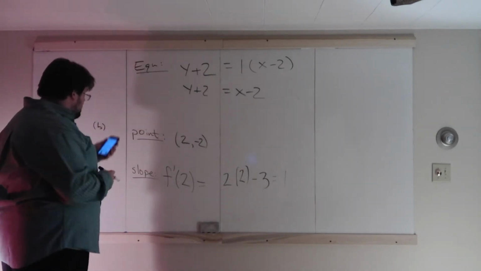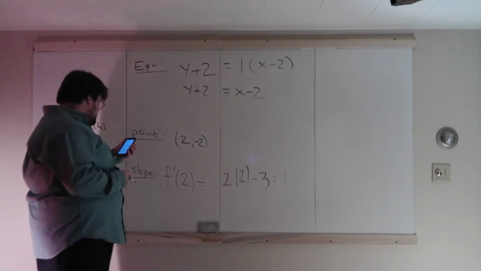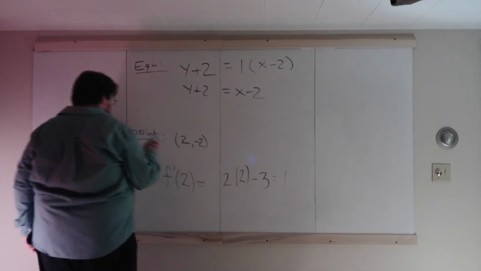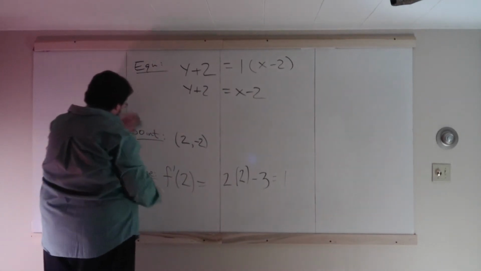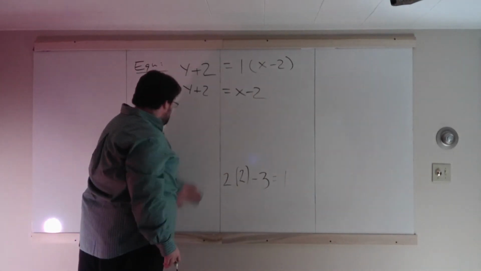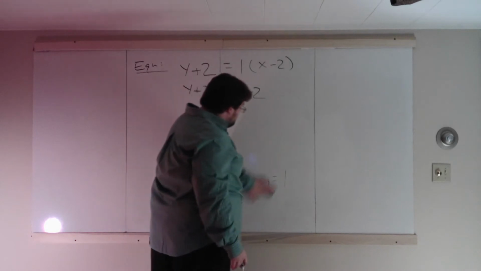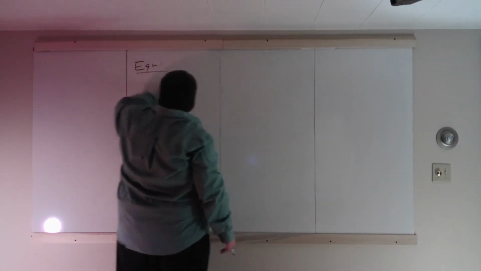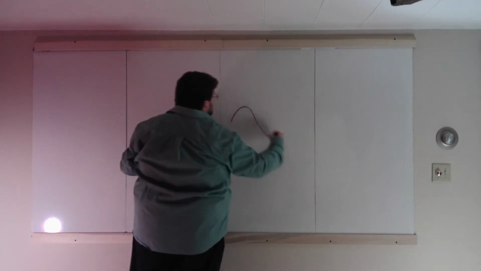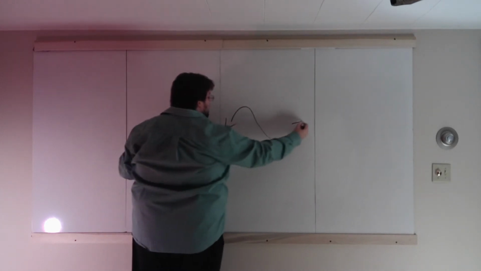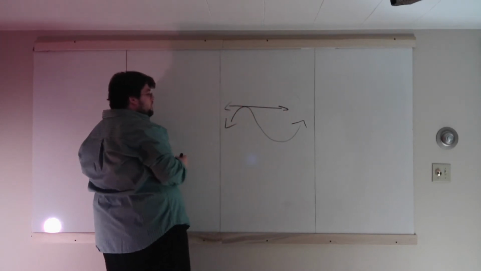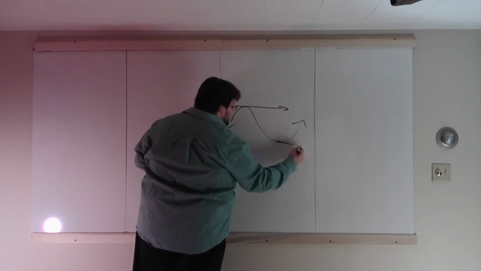Oh, I didn't do part C. Find all x values at which f of x has a horizontal tangent. Well, what does a horizontal tangent even look like? Let's draw one. There's a curve of some kind. A horizontal tangent looks like that, or it looks like that.